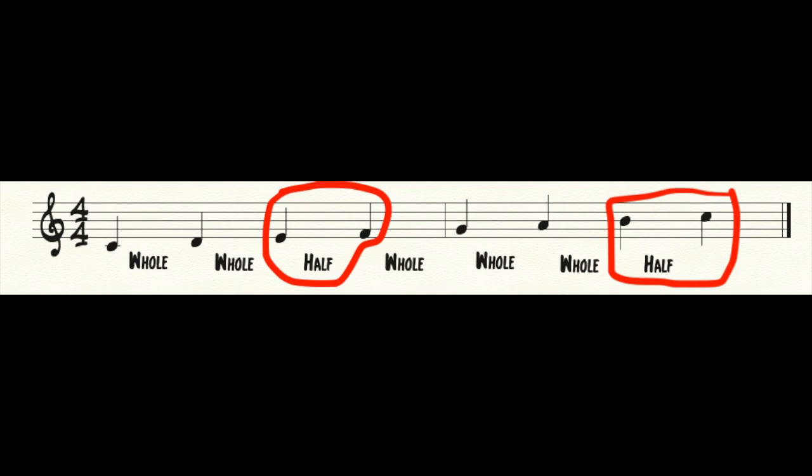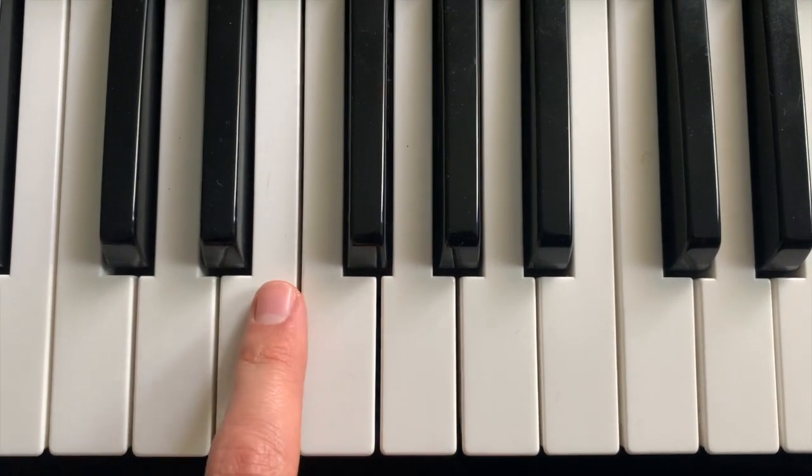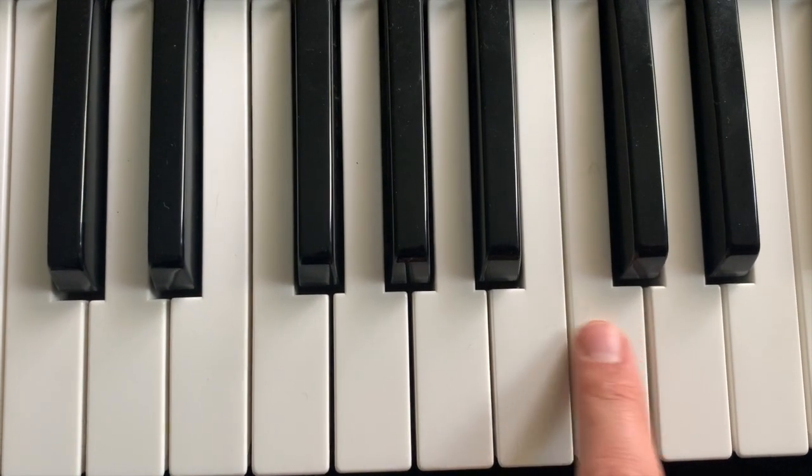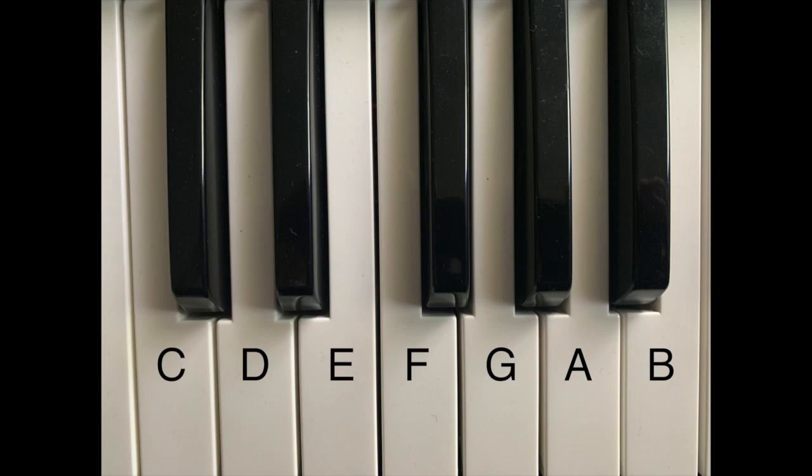So we see that the half steps in the C major scale happen between E and F and B and C. And if you look at the piano keys, you'll see that there aren't any black keys or accidentals, sharps or flats, between E and F and B and C. The C major scale is all white keys on the piano. This pattern will be very important to know.